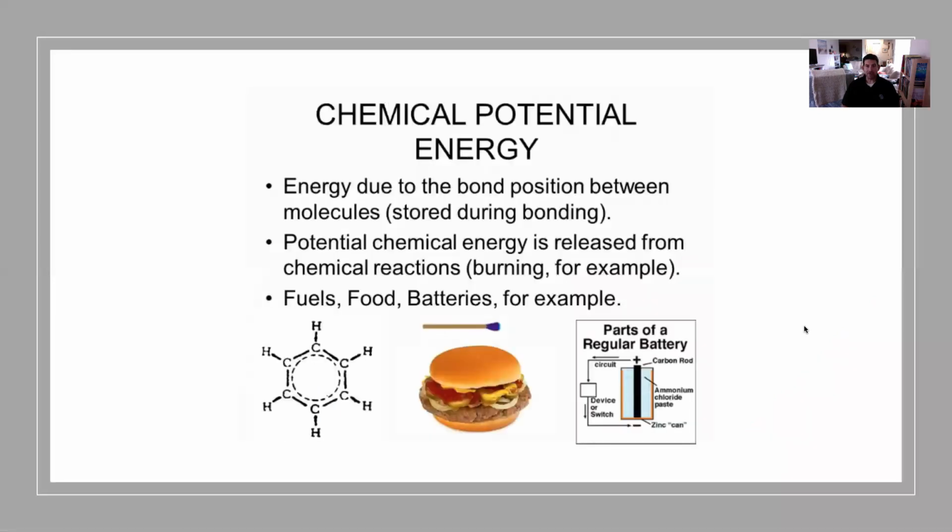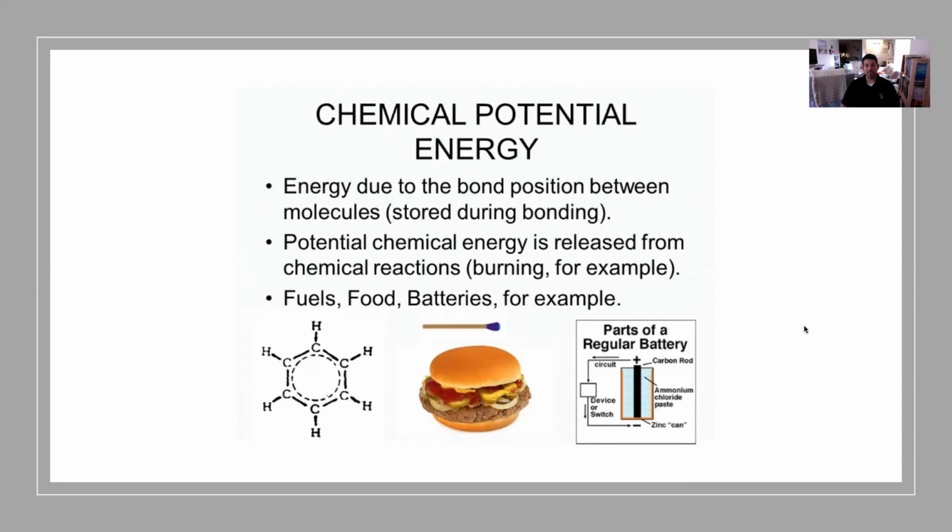So chemical potential energy is energy due to the bond position between molecules. All right, it's stored during bonding. So that gravitational potential energy, the skier from the beginning of these slides, the position and how high up the skier is, that position tells us how much potential energy we have. Well, now it's due to the type of bonds being formed.